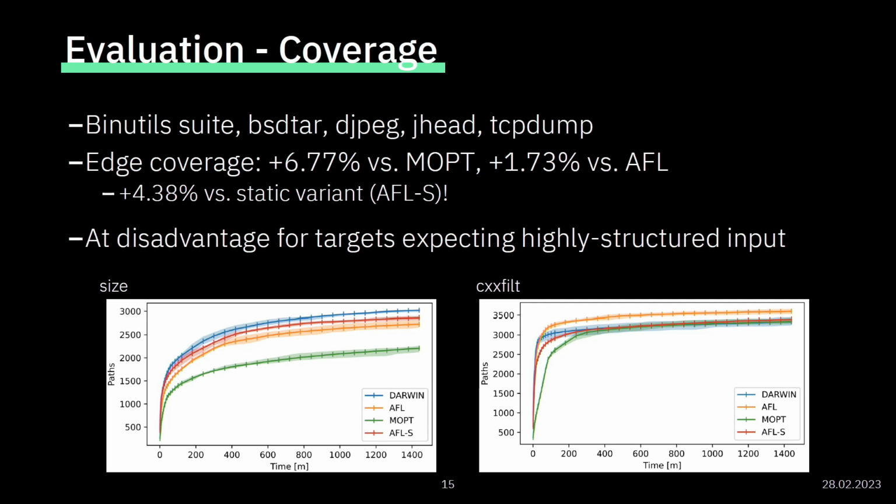You can also see this in these two examples. I have to say, I picked these two examples from the paper because I found them the most interesting. Size is a target where it really worked well, while in CXXFilt, it did not work so well. The question is, why was that the case? It was because CXXFilt and also some other benchmarks, which we'll see on the next slides, require highly structured input.